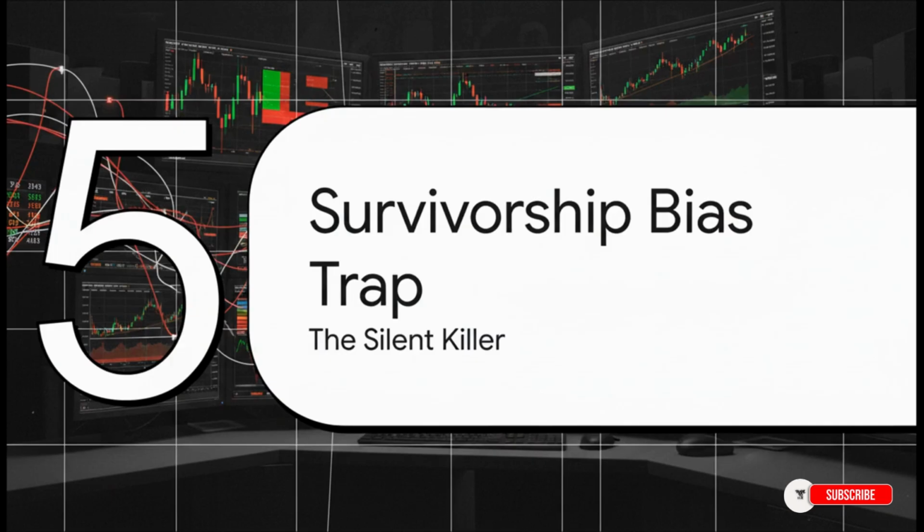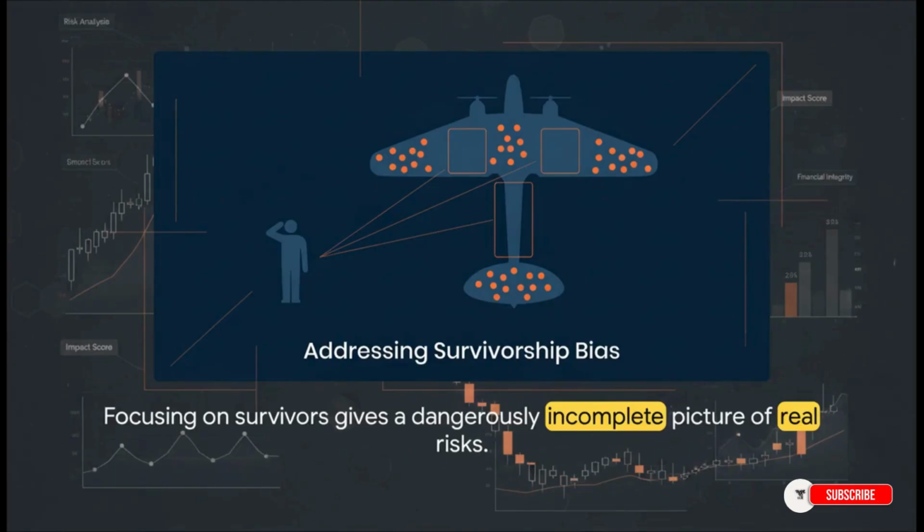It's a flaw that can make a totally mediocre strategy look like a work of genius, just by ignoring all the things that went wrong. This is the classic picture of survivorship bias. So the story goes, during World War II, analysts were looking at bombers that came back from missions. They'd map out all the bullet holes and say, okay, let's add more armor here, here, and here.